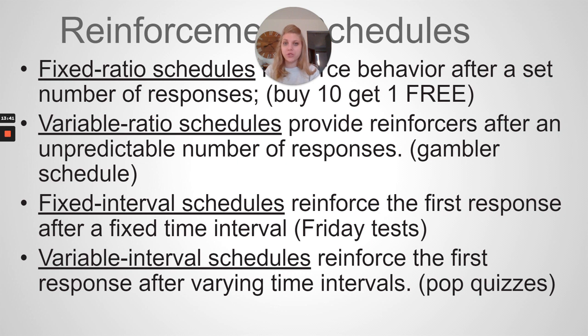Ratio is going to refer to a number of behaviors, or like a number of responses. And so when something is a ratio, we're saying that an amount of something needs to be achieved. Whereas an interval is going to refer to a period of time.